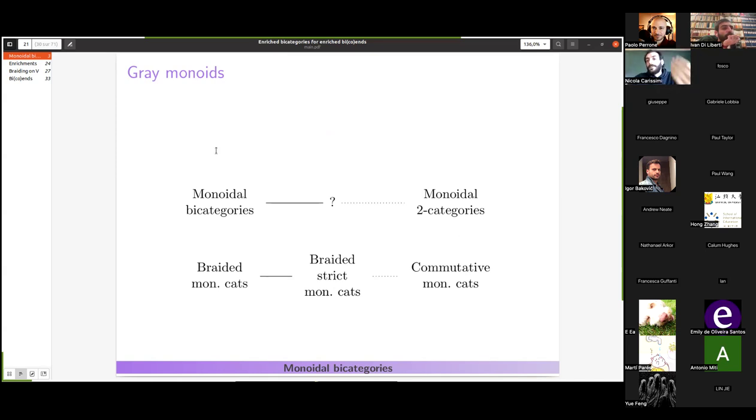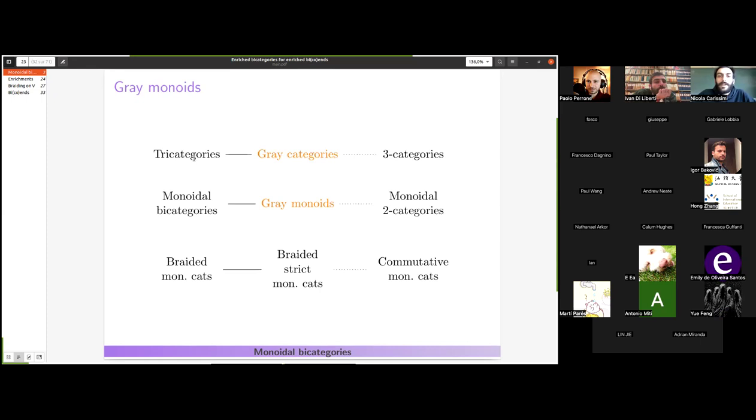And the multiple object version of this is what is called a Gray monoid. So the point of all these big parentheses was just to say that usually when you work with monoidal bicategories, you actually can work with Gray monoids. And the story, of course, works one level up, and one can also define Gray categories, which are the point to which we can strictify tricategories.